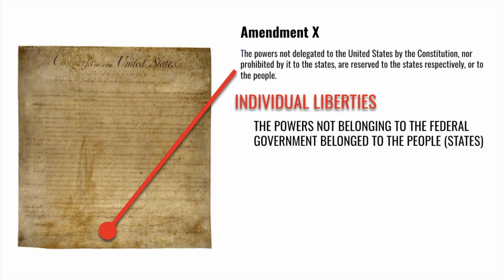So any of the powers that the federal government has are what are called delegated powers. They're specifically stated in the Constitution. Anything that the federal government can do has to be in the Constitution. If it doesn't say that the federal government can do it, then they can't do it. Those powers then are reserved for the states. So anything not listed in the Constitution is reserved to the states or to the people.